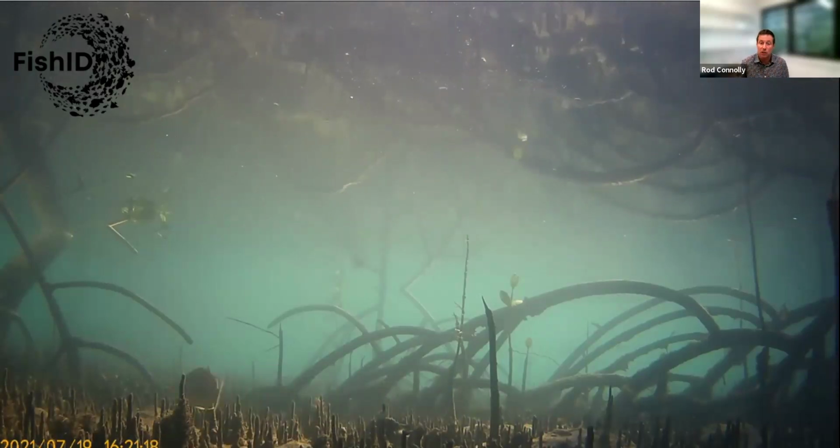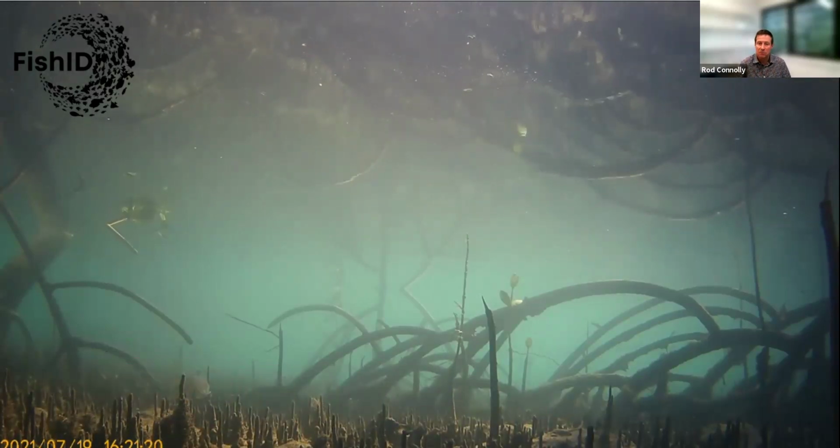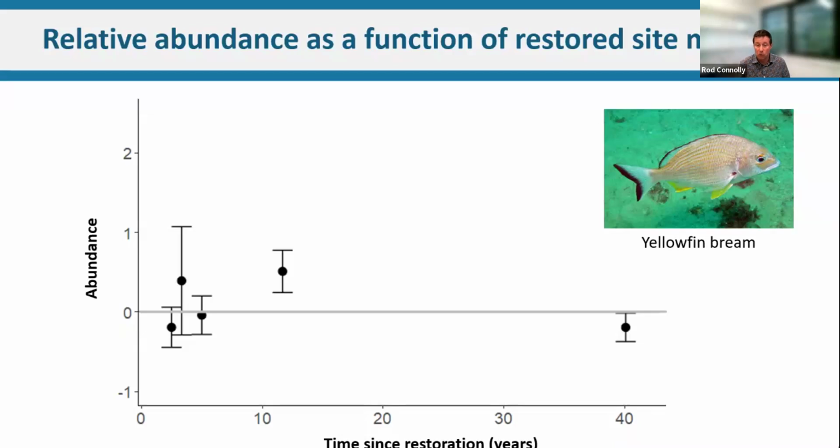So the data are extracted for those 4 key species. And the results for the first species, yellowfin bream, look like this. So we were looking for a pattern through time, and there is none. In other words, really time didn't matter.